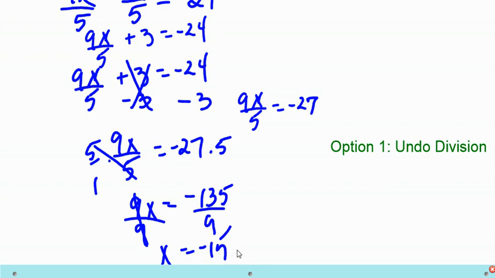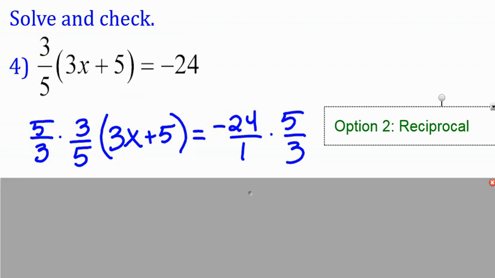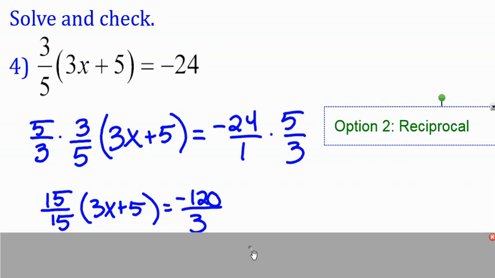And at this point, we could check to make sure that's the right value for x by substituting back into the original equation. Now, if you didn't want to undo the division and then undo the multiplication, you could have done what we've done previously by multiplying by the reciprocal. We could have multiplied by the reciprocal when we had the 9x over 5, but we also could have multiplied by the reciprocal in the very start of our equation here, because it was 3/5 times our quantity. So if we just wanted to undo that, we could have multiplied by 5/3, because that would be 15 over 15, which is 1. And then we would just have this quantity to deal with. So this is another option. Either one would be fine.